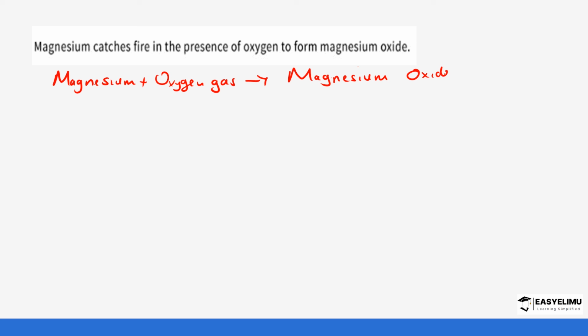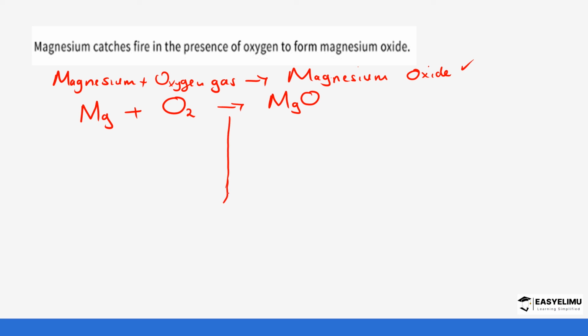So this is a word equation. Next, we convert this word equation into a chemical equation. So the symbol for magnesium is Mg, the symbol for oxygen gas is O2, and the symbol for magnesium oxide is MgO. Next, we look at the number of atoms on each side.